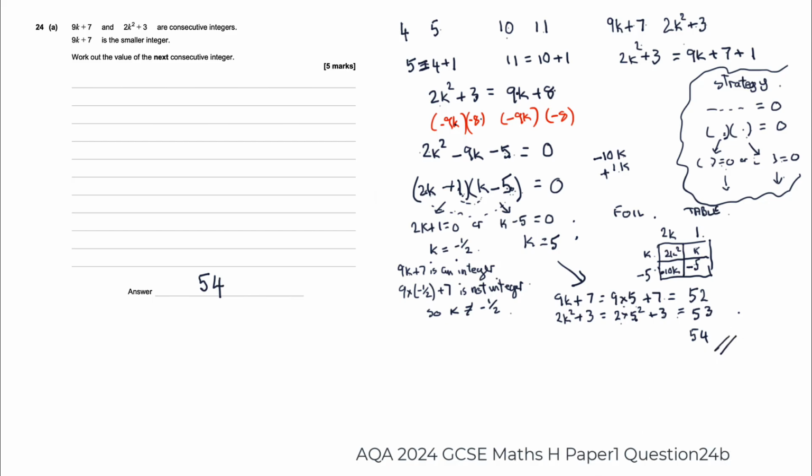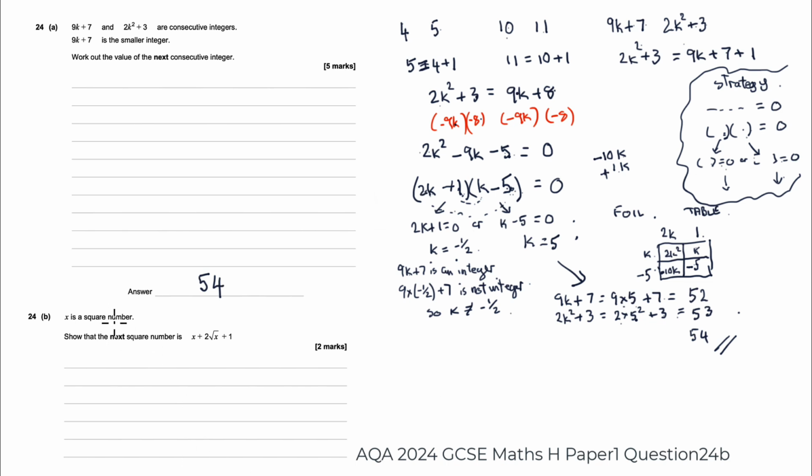So let's now look at part B, and we're told that x is a square number, and we have to show that the next square number is given by that. Now, square numbers mean you can take something and square it. If we're trying to get x, then let's take the square root of x and square it. That gives us a square number. Now, the next square number up would be the square root of x plus 1 squared.